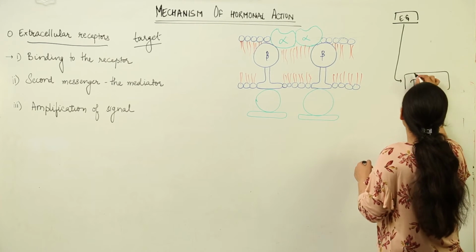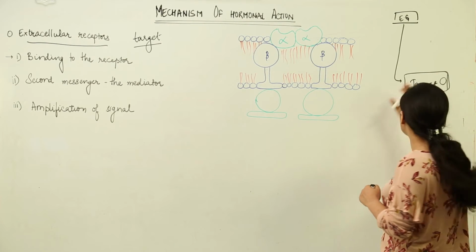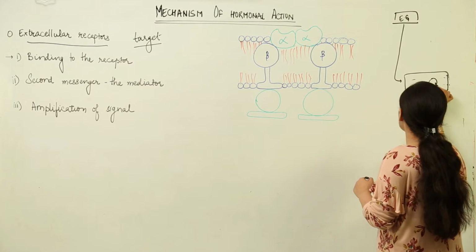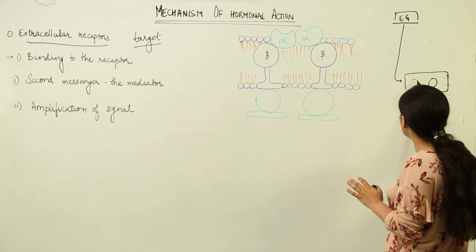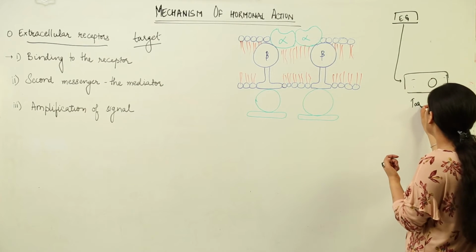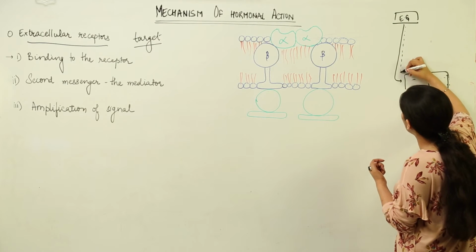These target cells have a membrane around them. This is the nucleus of the target cell, and over here the hormone has to either reach the genes or bring about metabolic changes inside the cell. This is the target cell. Now when the hormone gets released from the endocrine gland, it reaches the target cell.